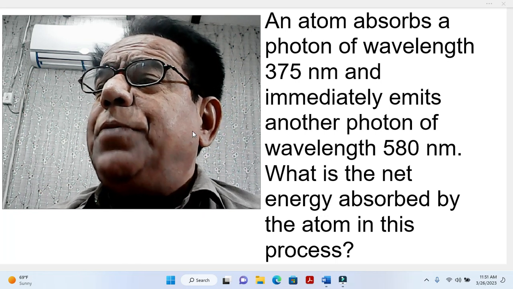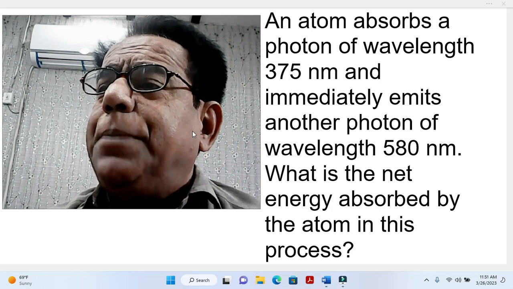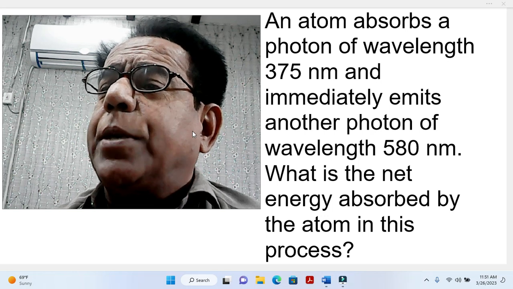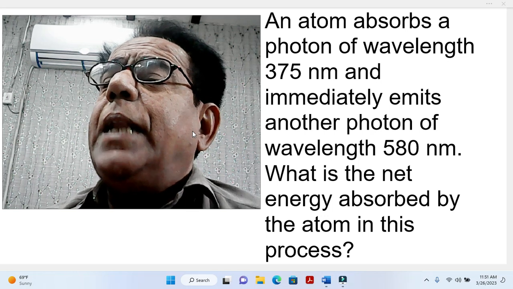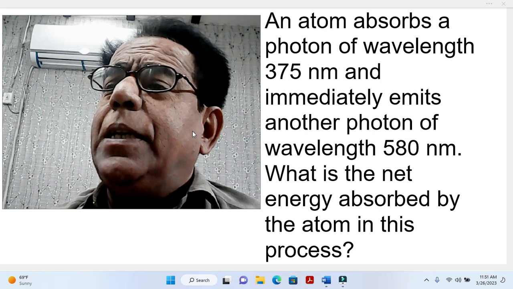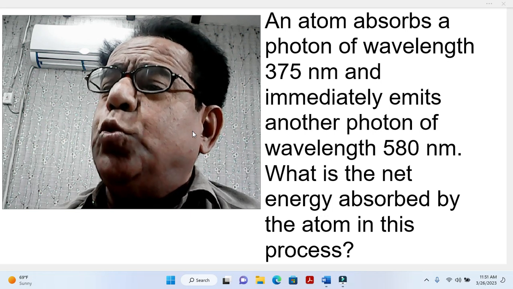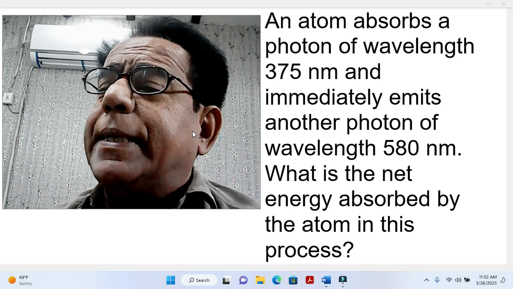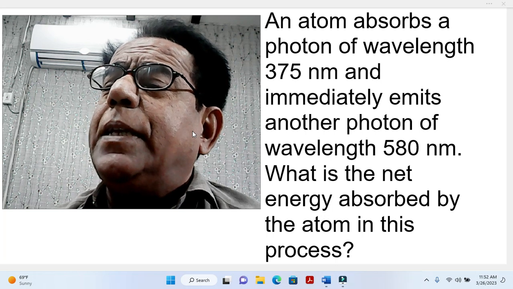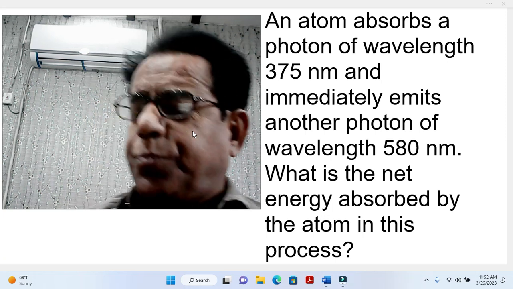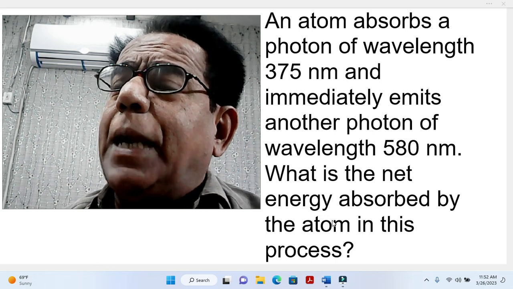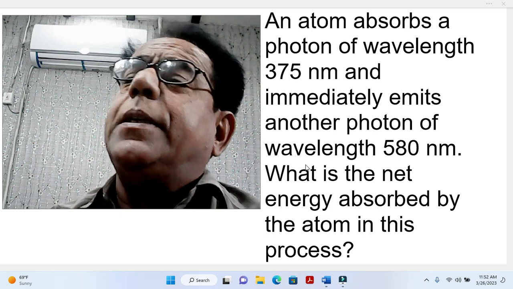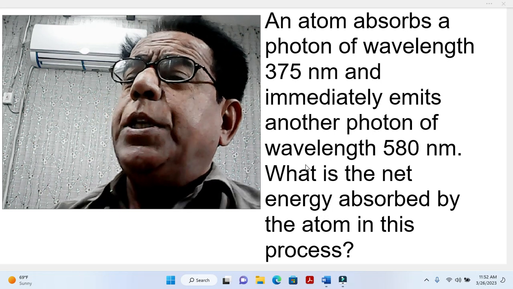That is to say we will first find E1, in which we will use the wavelength 375 nanometer. We will call it lambda 1. Then we will calculate energy E2, in which we will use wavelength 580 and we will denote it by lambda 2. So lambda 1 and lambda 2 are given and we have to find out E1 and E2 and then their difference, that is delta E equal to E2 minus E1.